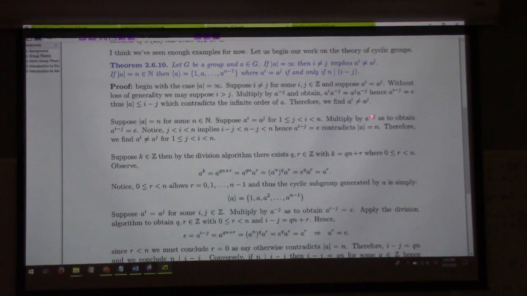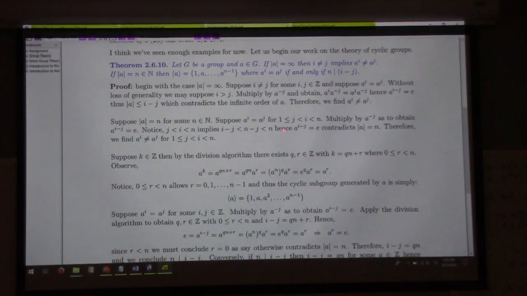Now, multiply by a to the minus j again, that gives us a to the i minus j. But since we have j less than i less than n, that implies that i minus j is less than n minus j. And n minus j is clearly less than n, right? Notice i and j are both positive. That's why I can say that.